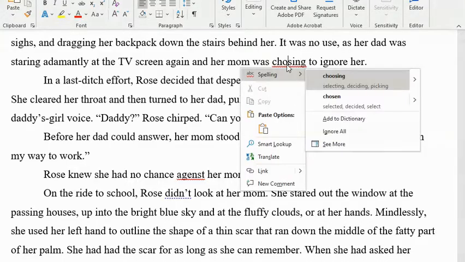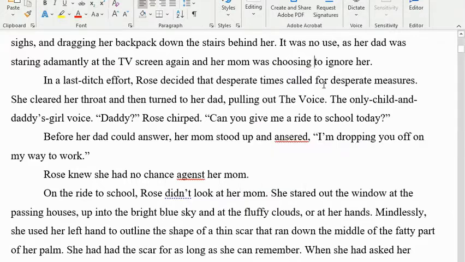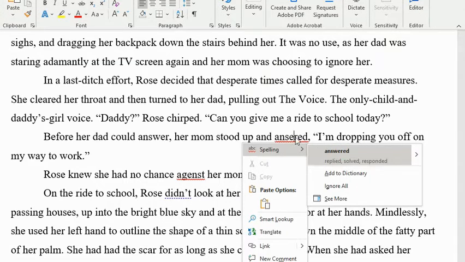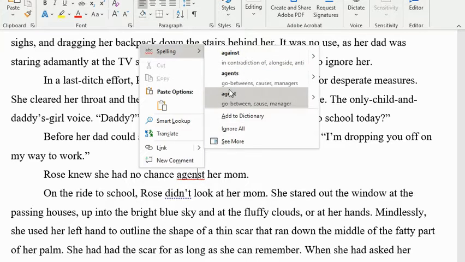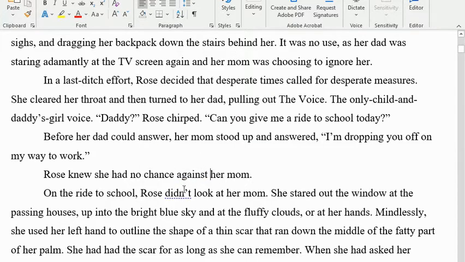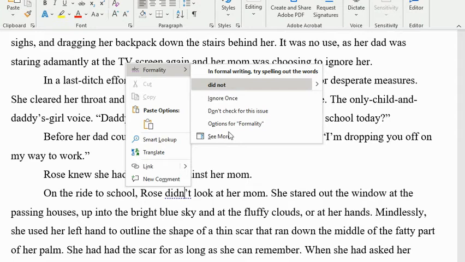Your Chromebooks should tell you by underlining a word if something doesn't look quite right. Now, your Chromebooks aren't always correct, but double check and see why it's being underlined. And if you need to, fix it.